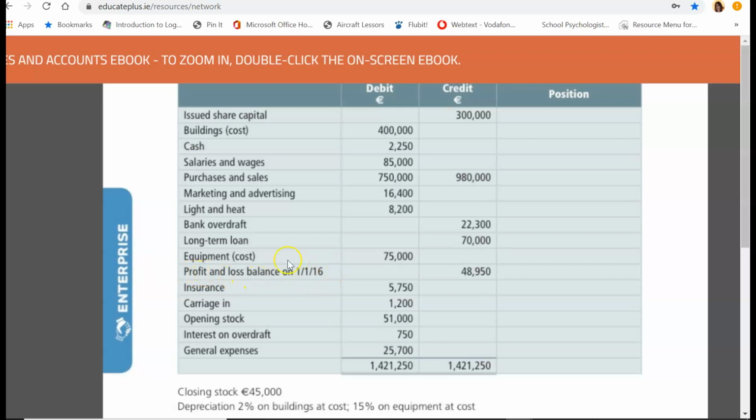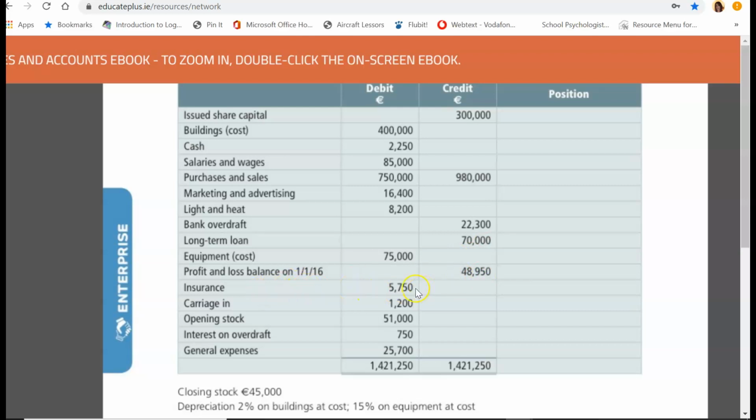The profit and loss balance on the first 16, now that's an important one there. That goes into our financed by section, and onto that we're going to add our retained profit. We're going to add the final figure from our income statement, okay? So this here, okay, it goes into our financed by section, the 48,950.